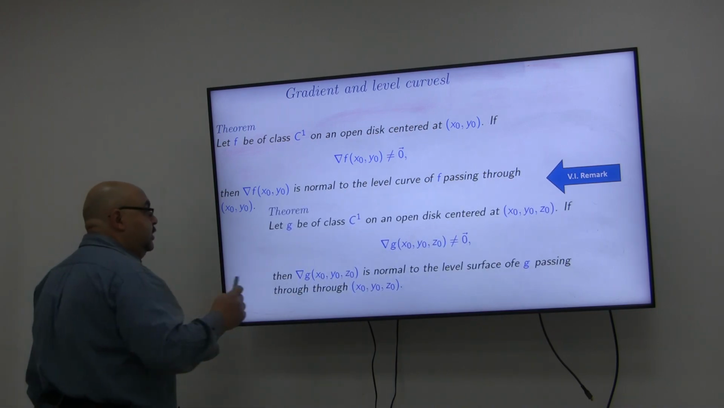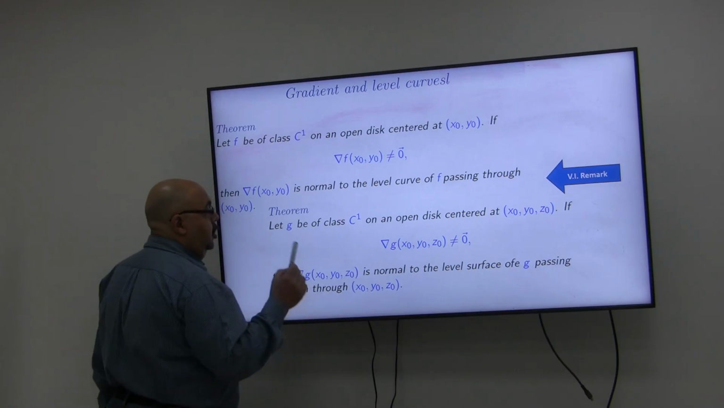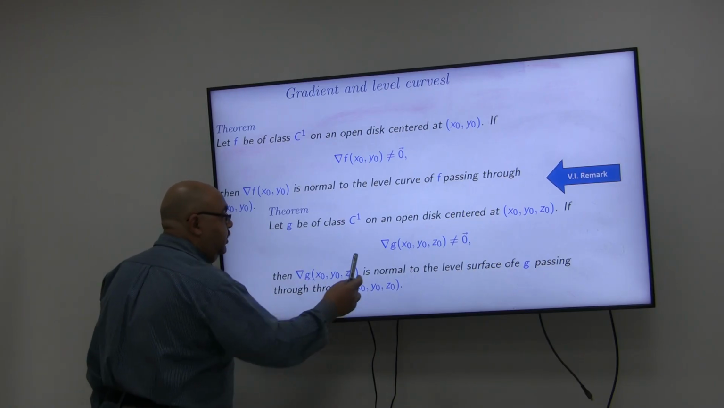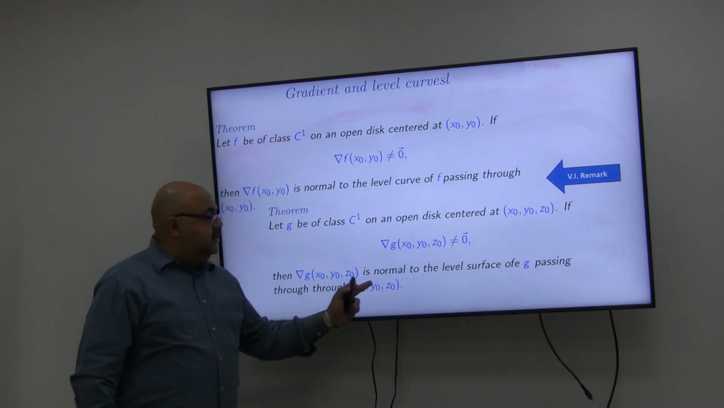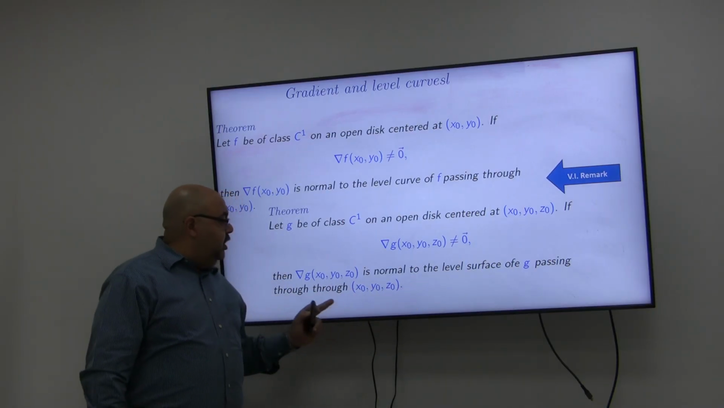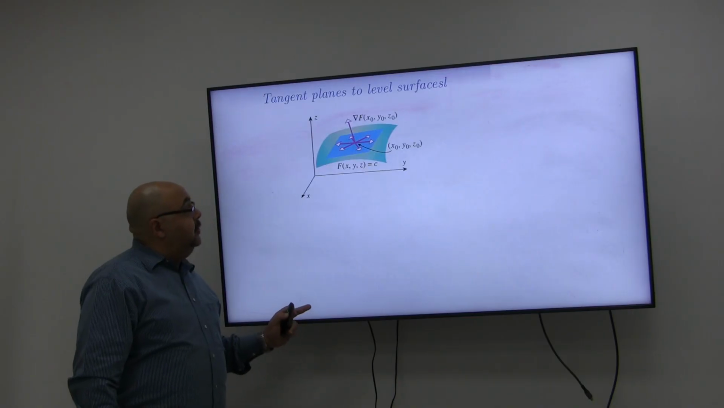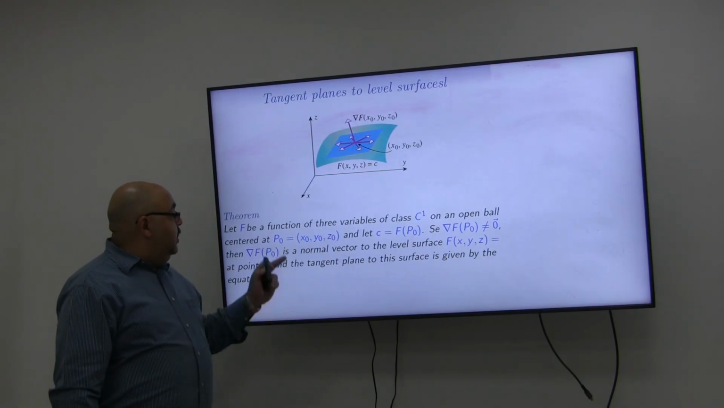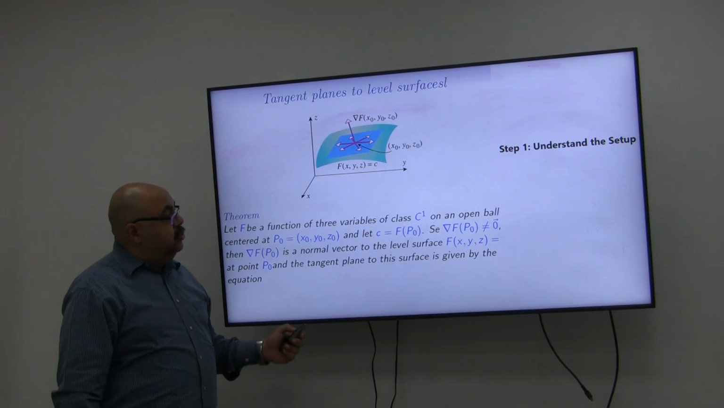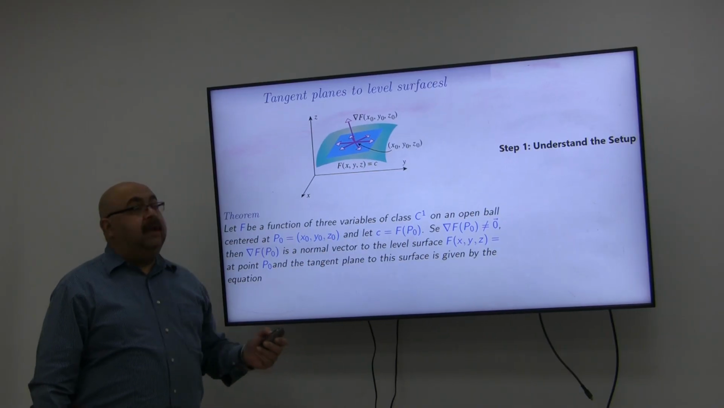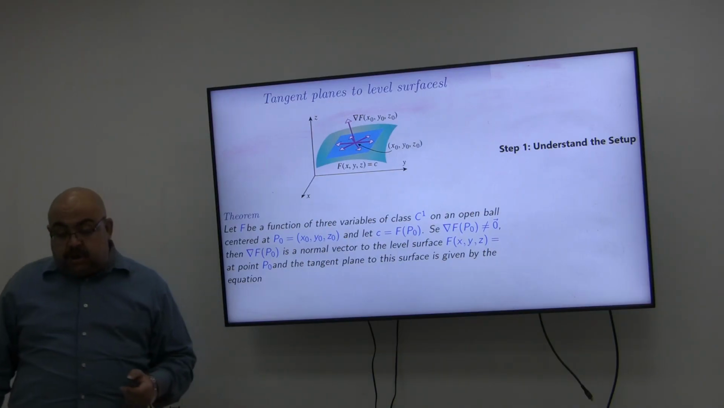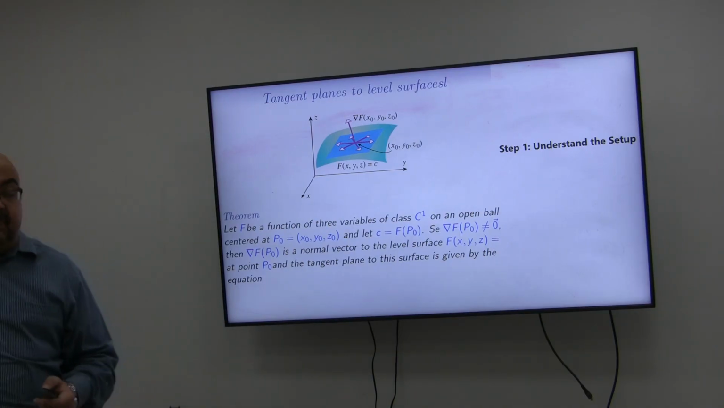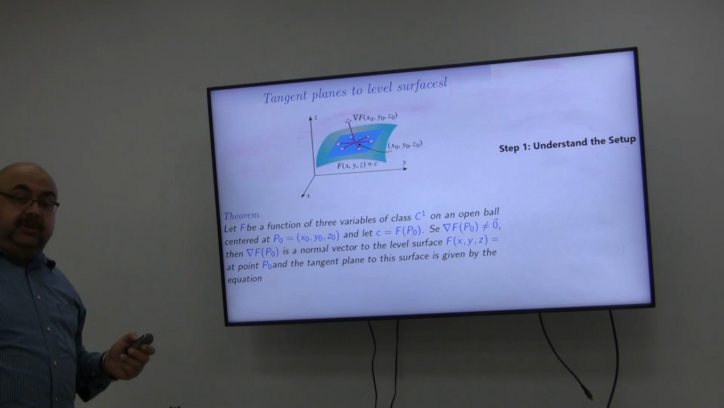And the gradient vector can also be generalized on an open disk centered at x naught. If the gradient of G doesn't equal 0, then it is normal to the level surface of G through this point. So if this is applied, and I want to get a tangent plane to your surface, all I have to do is to follow these steps.